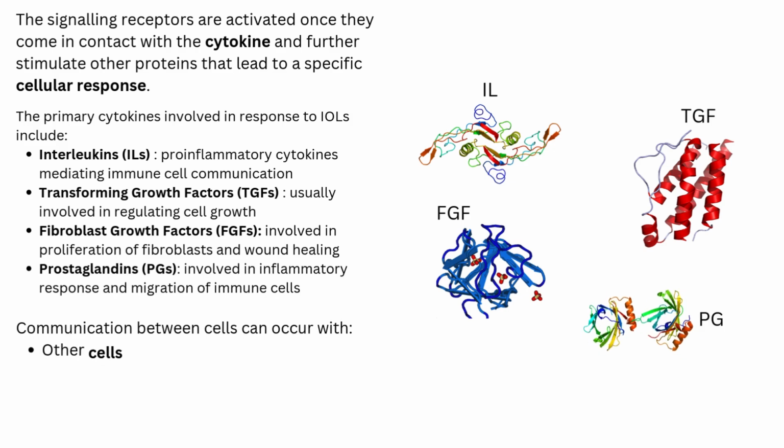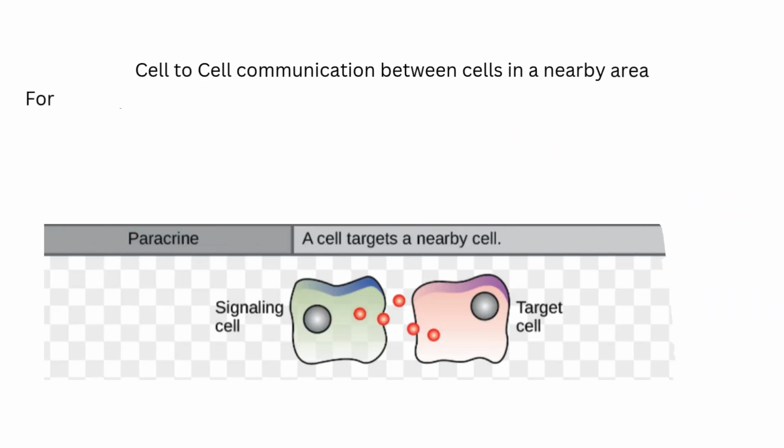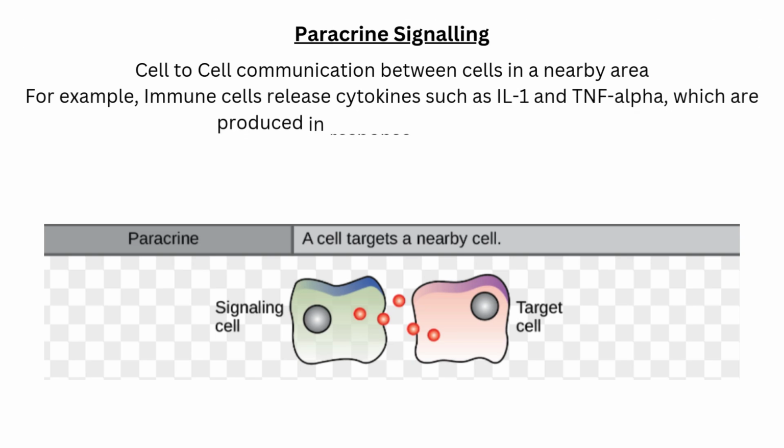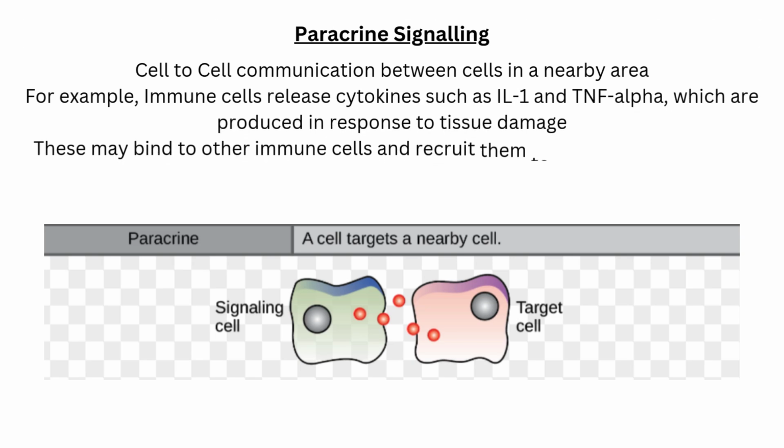Communication between cells can occur either with cells in direct physical contact or other nearby cells, or even with self. Cell-to-cell communication between cells in nearby area is called paracrine signaling. For example, immune cells release cytokines such as interleukin-1 and TNF-alpha, which are produced in response to tissue damage. These may bind to other immune cells and recruit them to the local implantation site.